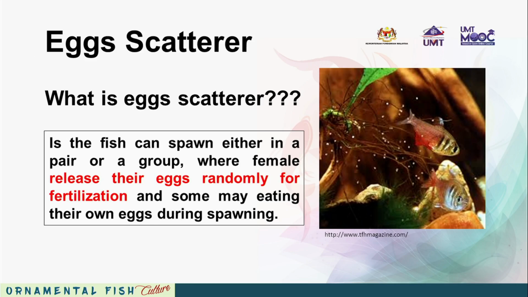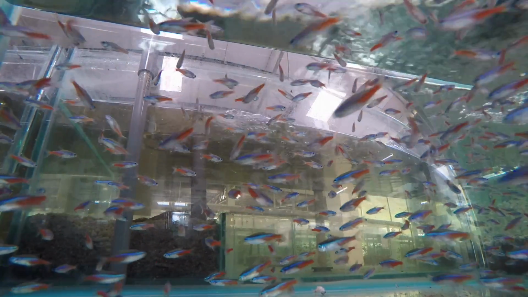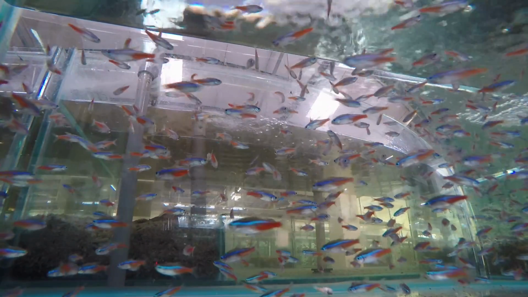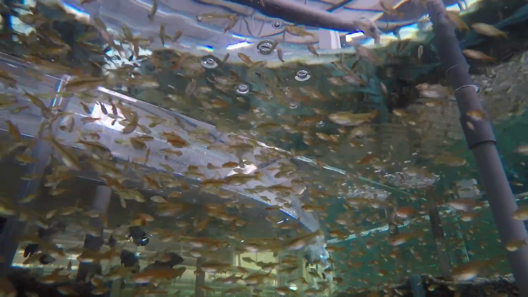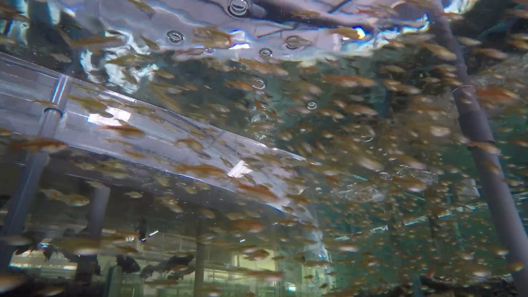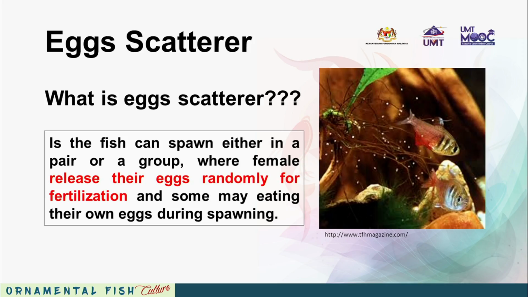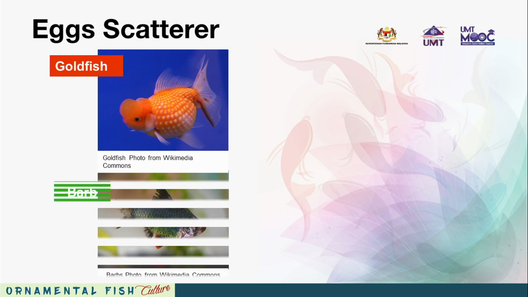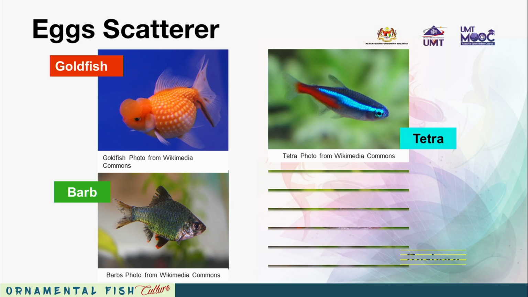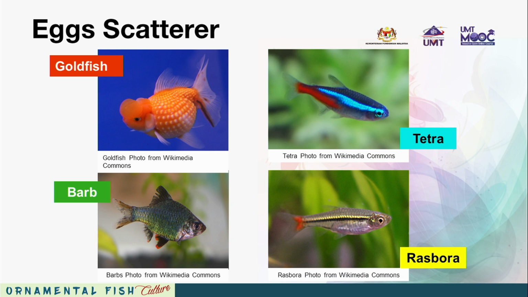Another group is the egg scatterer. What is an egg scatterer? An egg scatterer is a fish that can spawn either as a pair or a group, where the eggs will be distributed or released randomly for fertilization, and some may eat their own eggs during the spawning. The common members of the egg scatterers are firstly goldfish, barb, tetra, rasbora, and many other small schooling fish.